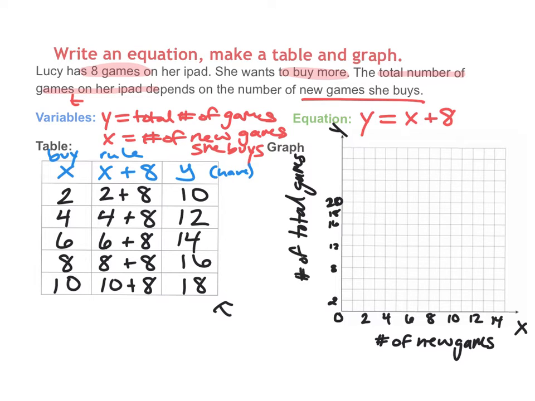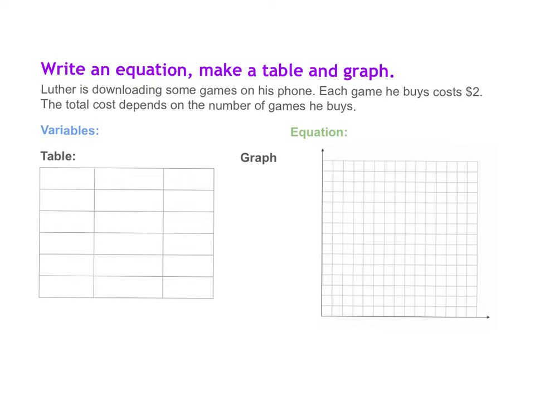So going on, then I'm going to plot my points. I know that if she buys 0 new games, she still already starts with 8. She has 8. And then if she buys 2 new games, she'd have 10. And you have your ordered pairs right from your table. So then I can just plot those right from the table. So it was 2 and 10, 4 and 12, 6 and 14, 8 and 16, and 10 was 18. And we can see that this trend would continue. We can put a line right through there to show our additive relationship. See if I can make this one a little smoother. Maybe you want to try on your own and come in and check every now and again.